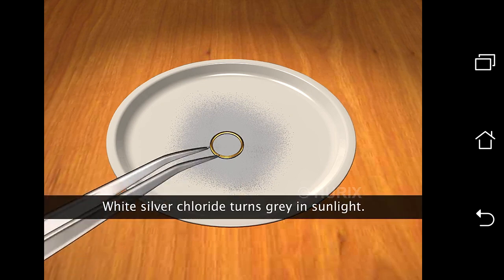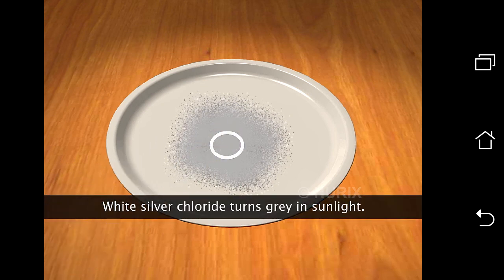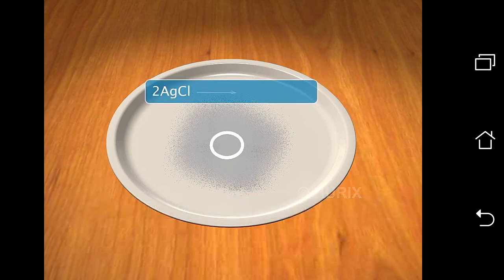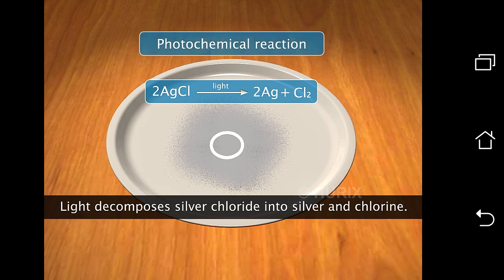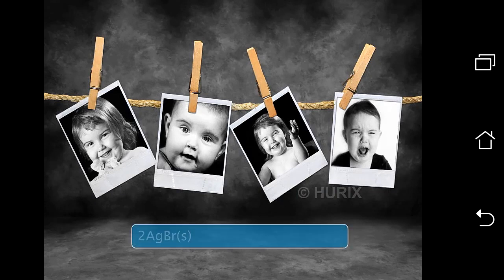White silver chloride turns gray in sunlight. This is due to the decomposition of silver chloride into silver and chlorine by light. This is an example of a photochemical reaction. Photochemical reactions are used in black and white photography.